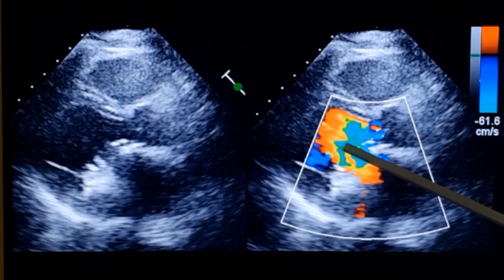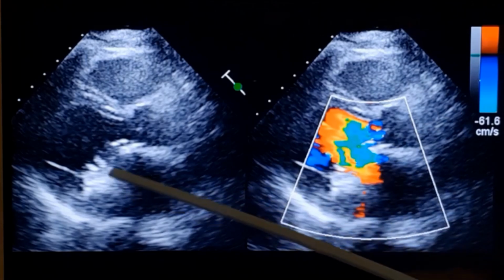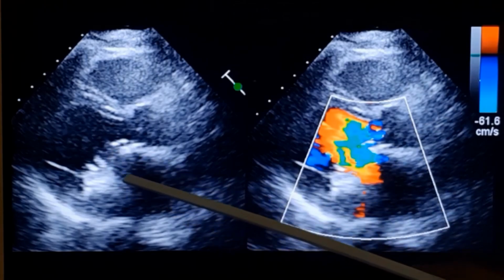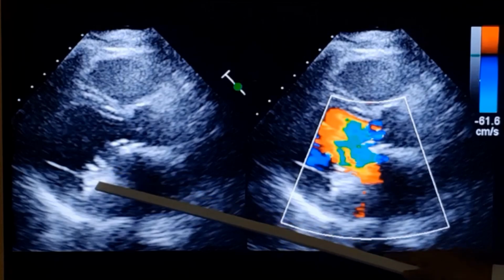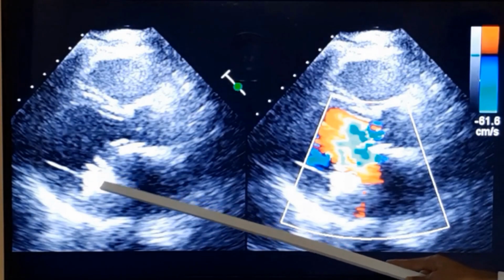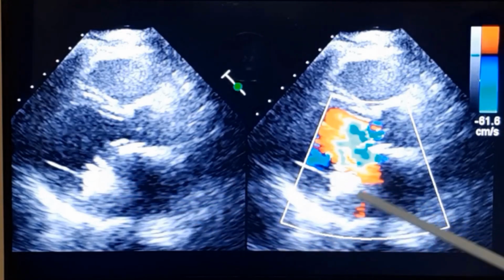So this is the turbulent flow across the open mitral valve. You can see the opening is better in this position. The dense acoustic shadowing behind the prosthetic valve is also seen. This is not a thrombus or a vegetation. It is just the normal acoustic shadowing behind the prosthetic mitral valve.